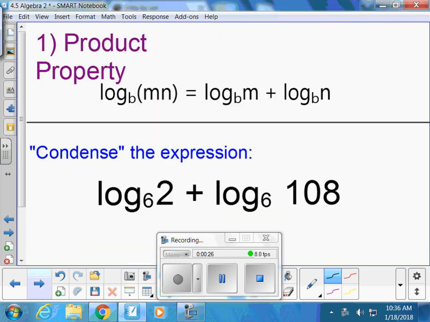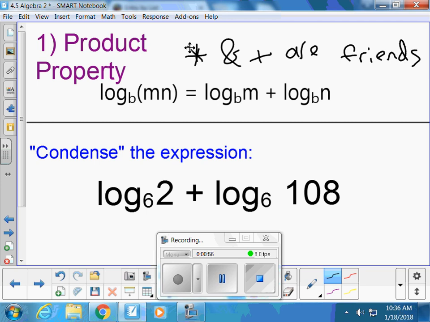All right, our first property, and it's up to you if you want to write down the actual property in your notebook or just an example, is called the product property. The way it works is you can either expand a logarithm or condense a logarithm. What you want to remember for the product property is that multiplication and addition are friends.